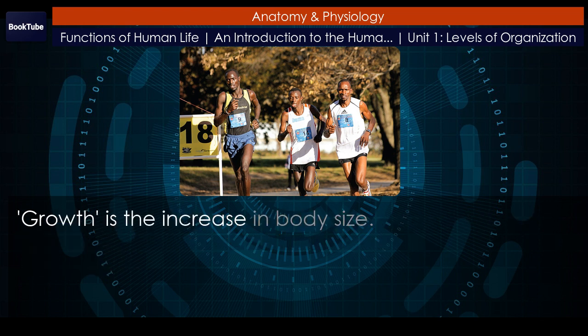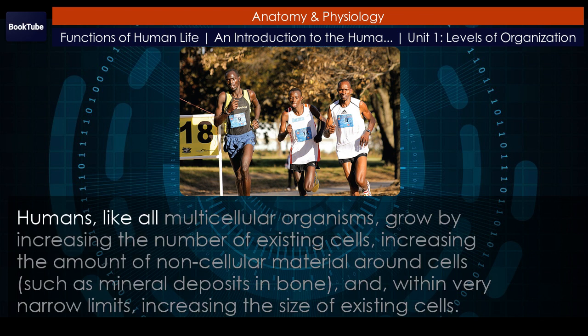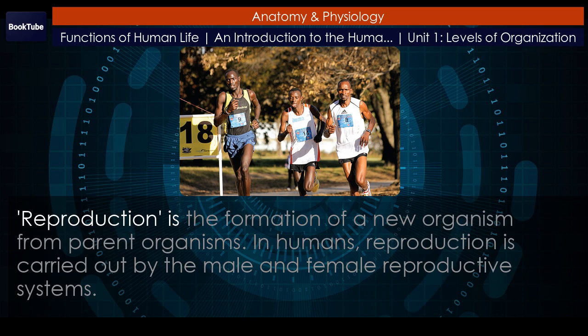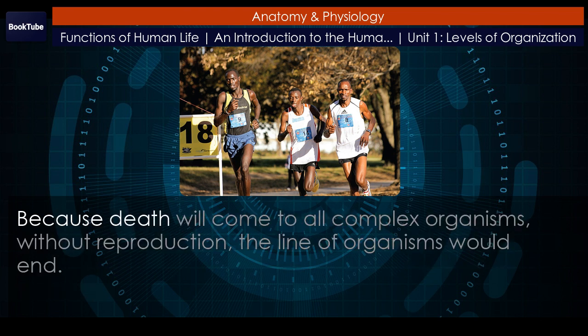Growth is the increase in body size. Humans, like all multicellular organisms, grow by increasing the number of existing cells, increasing the amount of non-cellular material around cells, such as mineral deposits in bone, and, within very narrow limits, increasing the size of existing cells. Reproduction is the formation of a new organism from parent organisms. In humans, reproduction is carried out by the male and female reproductive systems, because death will come to all complex organisms. Without reproduction, the line of organisms would end.